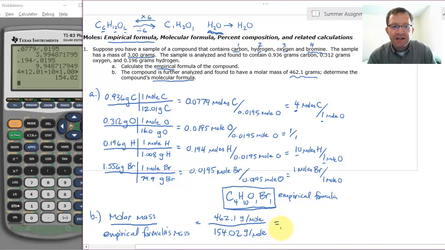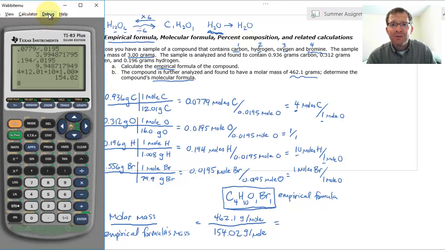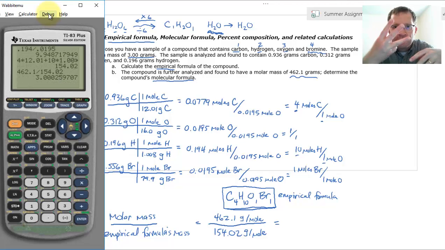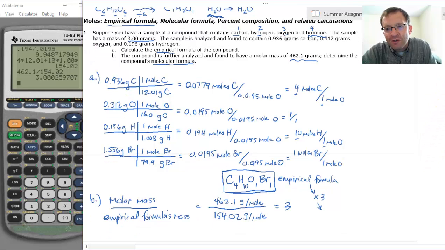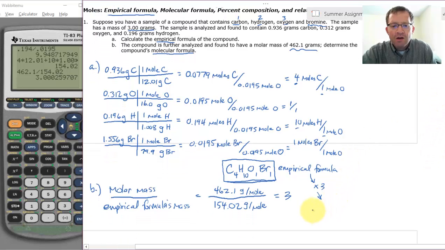By dividing this, if I did everything correctly, and this is usually where we hope and pray that we did, I'm going to get a nice whole number multiplier when I punch this in my calculator. 462.1 divided by 154.02. And my calculator says, voila, 3. Perfect. That means our multiplier is 3. So that means we take the empirical formula times 3 to get our final molecular formula here.